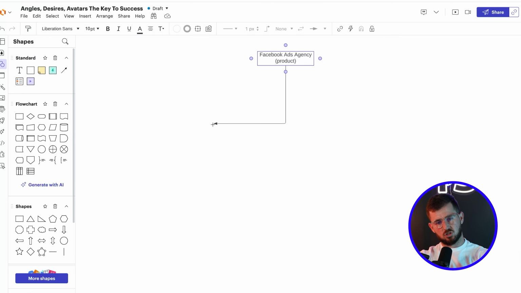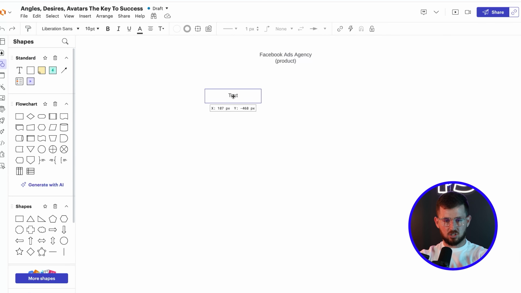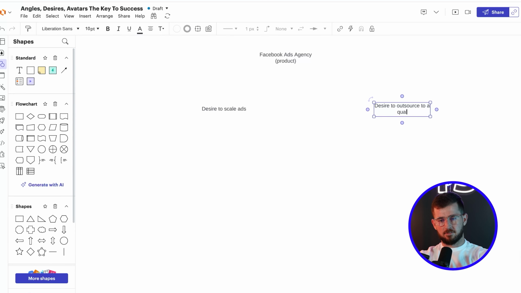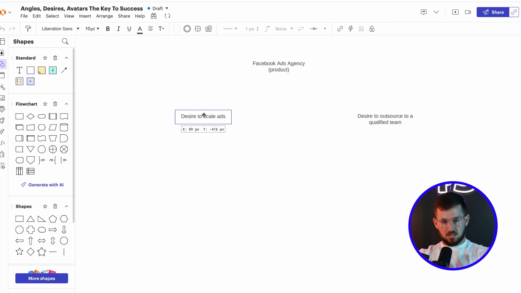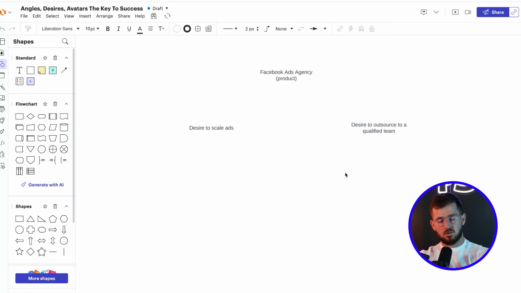And then the first thing you want to do is your research, to understand the different desires in the marketplace. So let's say, for example, desire to scale ads. That's one of the reasons why people work with this. And another reason why people work with this is desire to outsource to a qualified team. Some people want to work with this because they have a desire to scale. They're trying to scale really hard, they just lack the knowledge. And then some people literally have a desire to outsource to a qualified team. So you start with your product, and then the next thing you look at is the different desires of your marketplace.